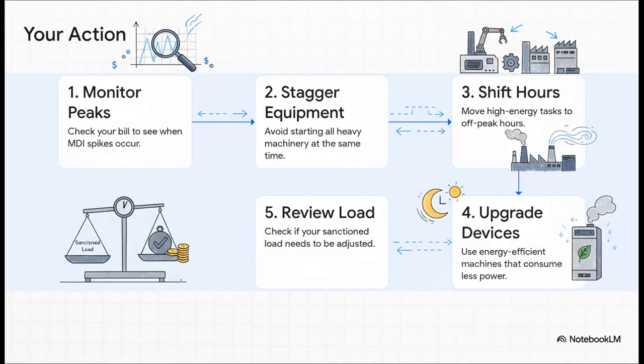This is your action plan. Seriously, start by just monitoring your bill to find the patterns. Simple changes like staggering the startup times for your heavy equipment can smooth out those power surges. You can also try to shift energy-intensive work to off-peak hours. And hey, if you're always going over, it might actually be cheaper in the long run to just renegotiate your sanctioned load instead of paying those penalties every month.